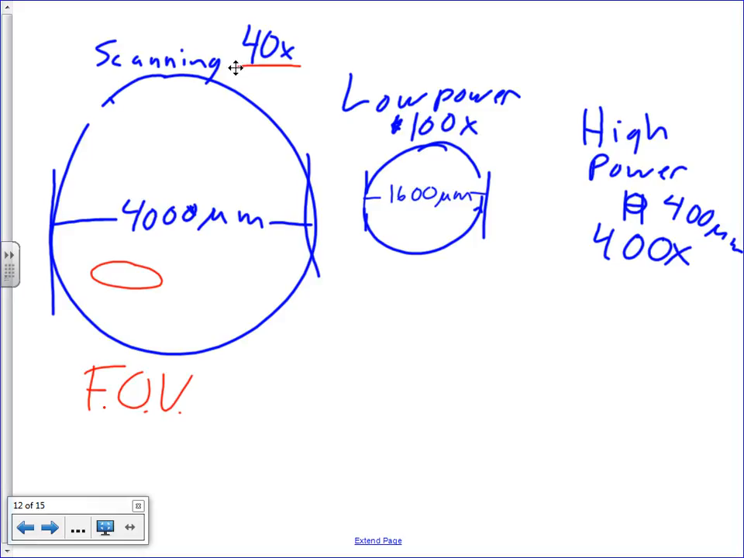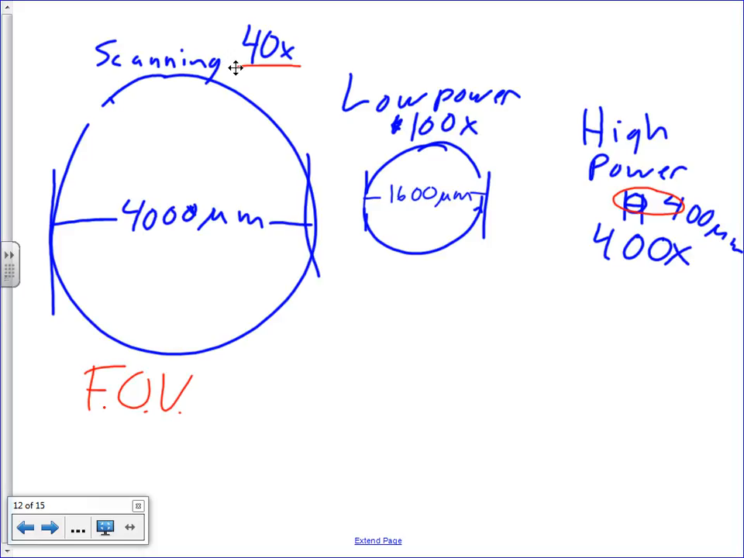Now, like we said before, if I take this object and I'm looking at it on the scanning power, it's this big. It takes up that much of the field of view. When I look at it on this one, it's going to fill up the field of view. If I look at it on here, I'm only going to see little itty-bitty parts of it. Is that the idea? It is. That's kind of the idea here.